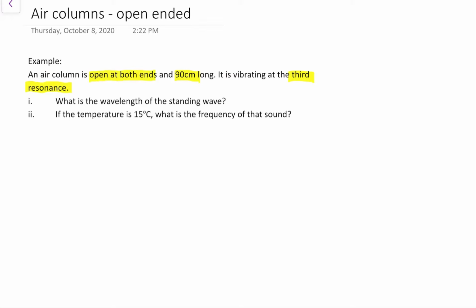Sound is a longitudinal wave, but for the purposes of air columns, we imagine sound as a transverse wave. Then we can connect it back to our standing waves on strings that we talked about. The rule is we're going to picture it as a transverse wave. There has to be an antinode at the open end. So this particular one, since it's open at both ends, is going to start and end with an antinode.